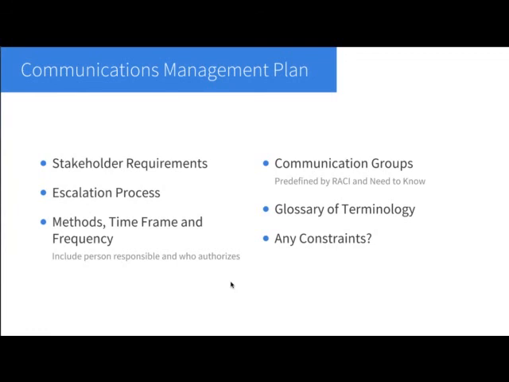If you've got something that's technological, you might want to make a glossary of terminology, and you might want to be aware of what kind of restraints you might have in communicating something. Like, is there a holiday around that time period? Does it conflict with something else that the company's doing?